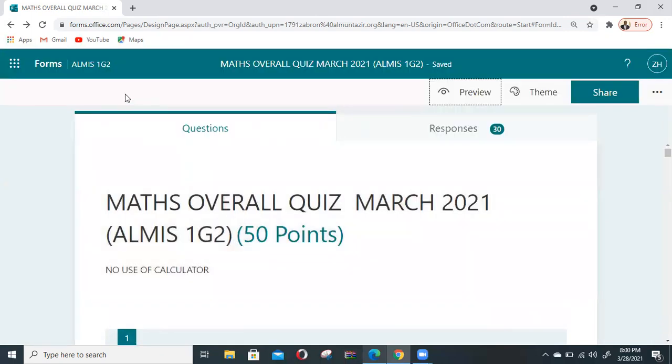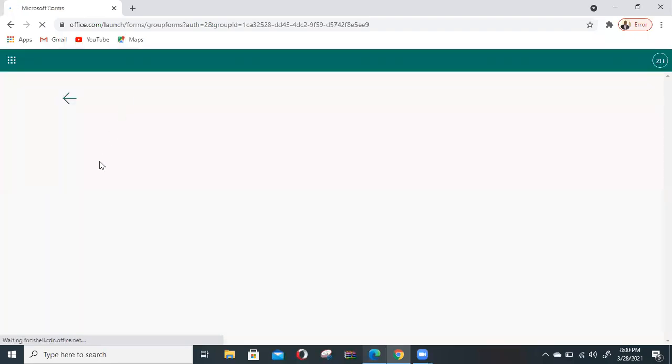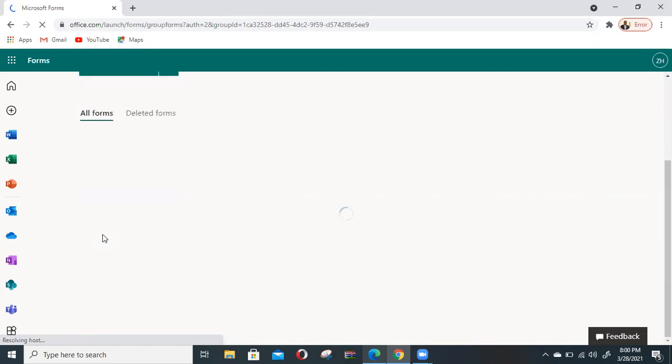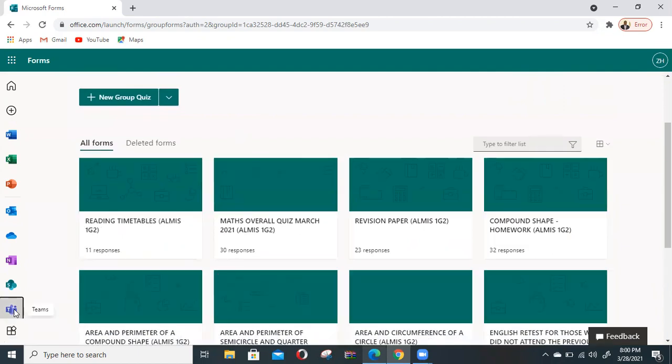How can I do it quickly? I was pretending to be a student in 1G2, so I have to go back to the class 1G2 and look for such students. I'm going to go to Teams, find Zabron, who was a student in that 1G2, and award 1 point free because there was no question to choose from.